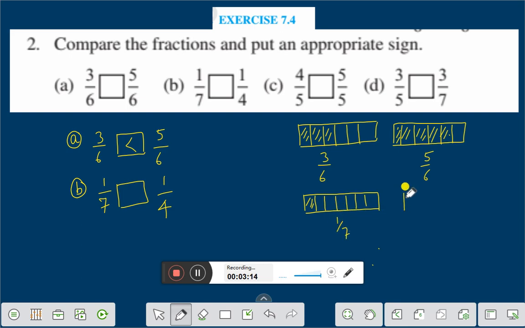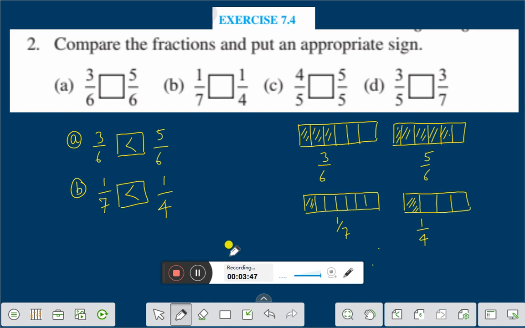Again, we are repeating the same. That is, if we divide it into 4 parts, that is 1, 2, 3 and 4, and this part you will shade, that is 1 by 4. Now you see 1 by 4 is greater than 1 by 7, therefore 1 by 7 is less than 1 by 4, right?